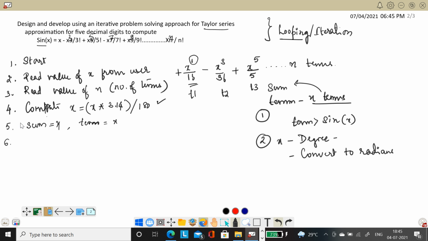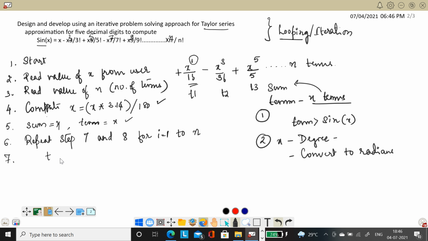So I will write the statement as: repeat steps 7 and 8 for I equal to 1 to n. I want n terms, and I have already taken the first term, so your I value will range from 1 to n. Now what are steps 7 and 8?